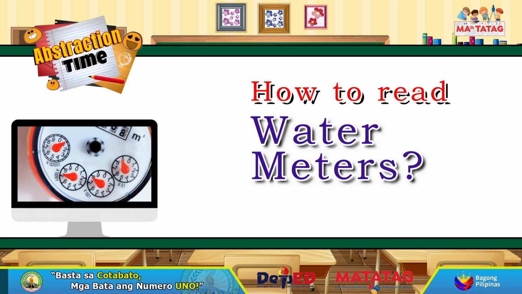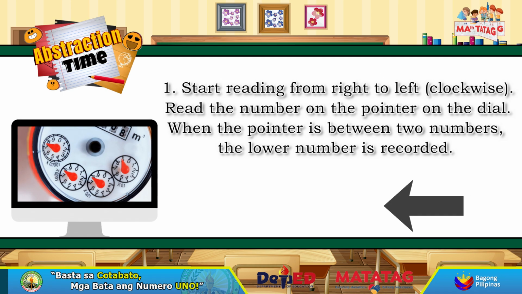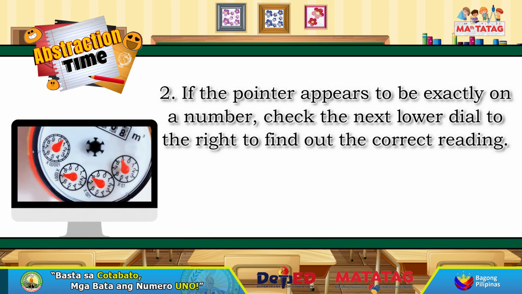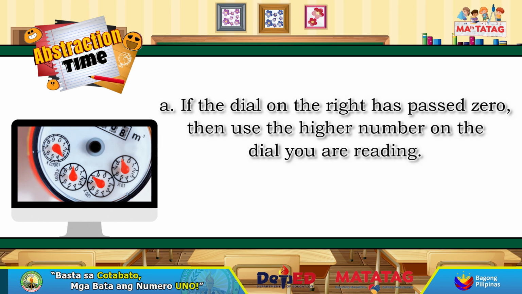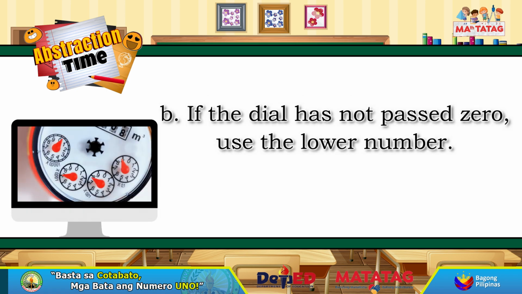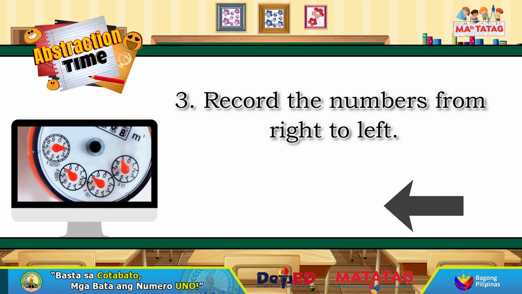As for reading water meters, remember to start reading from right to left, clockwise. Read the number on the pointer on the dial. When the pointer is between two numbers, the lower number is recorded. If the pointer appears to be exactly on a number, check the next lower dial to the right to find out the correct reading. If the dial on the right has passed 0, then use the higher number on the dial you are reading. If the dial has not passed 0, use the lower number. Lastly, record the numbers from right to left.